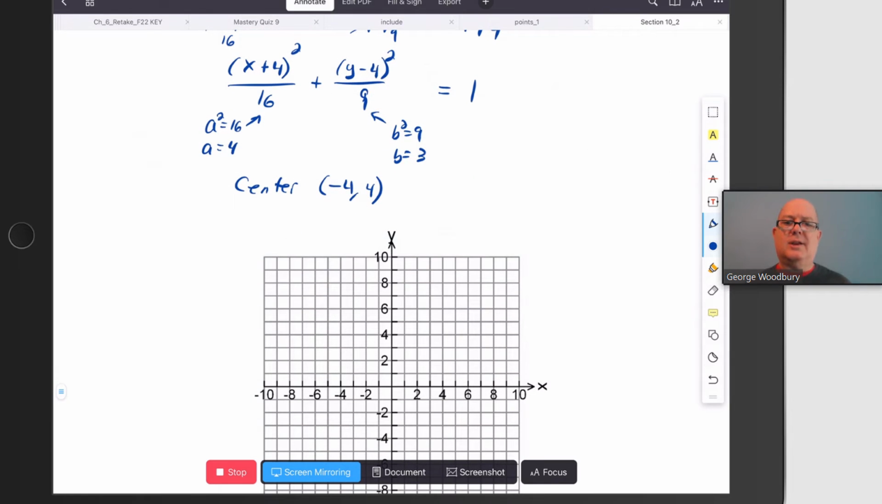We'll worry about the foci in a minute. Let's get the graph done first. The center is at negative 4, 4. A is 4, so we move 4 to the right and 4 to the left. B is 3, so we move up 3 and down 3. Like that.